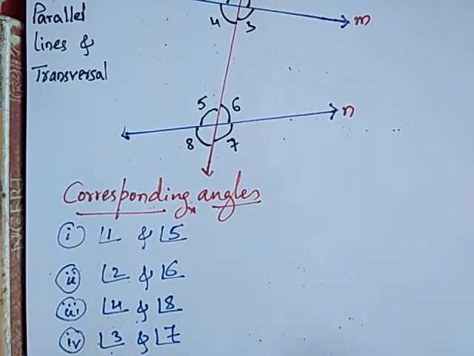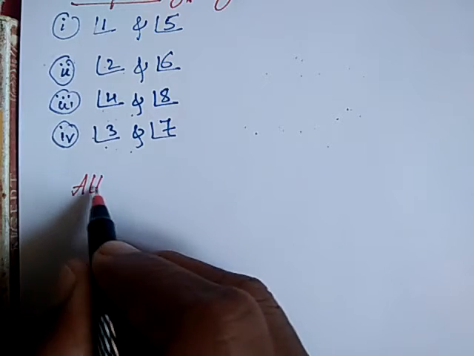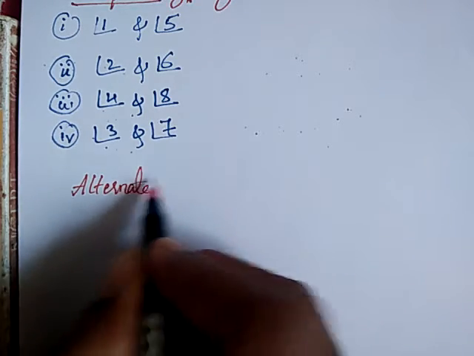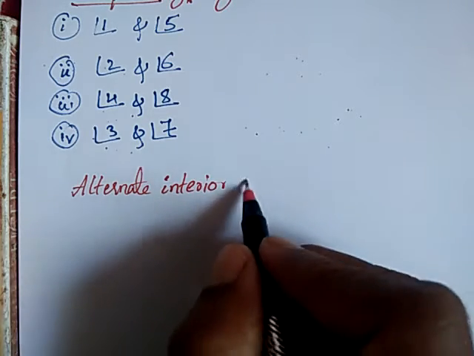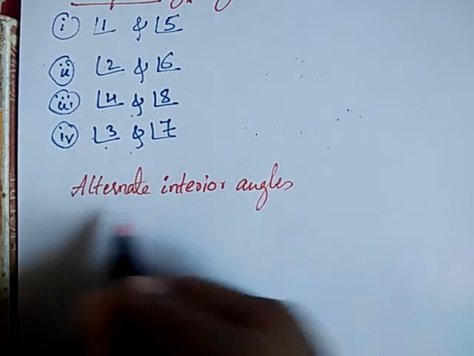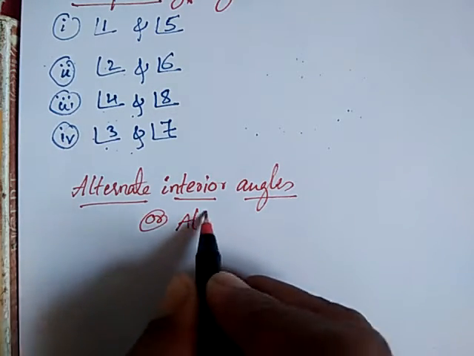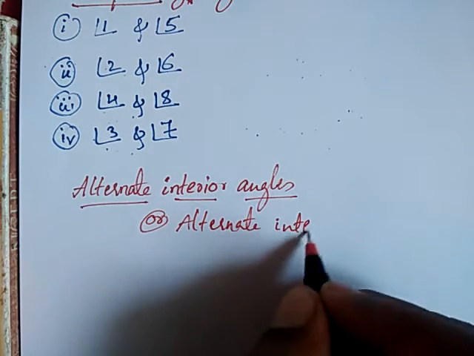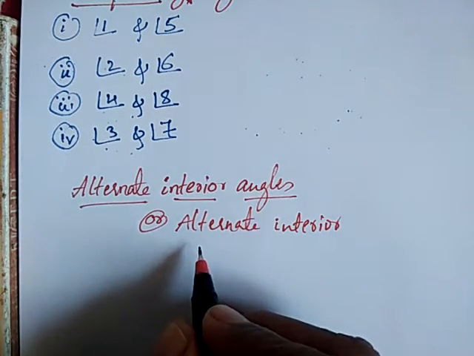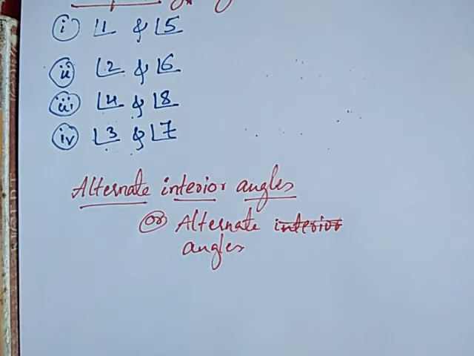And now we will go for the alternate interior angles. What are those? For this one we can call them shortly alternate angles only. Not alternate interior, only alternate angles we can call.